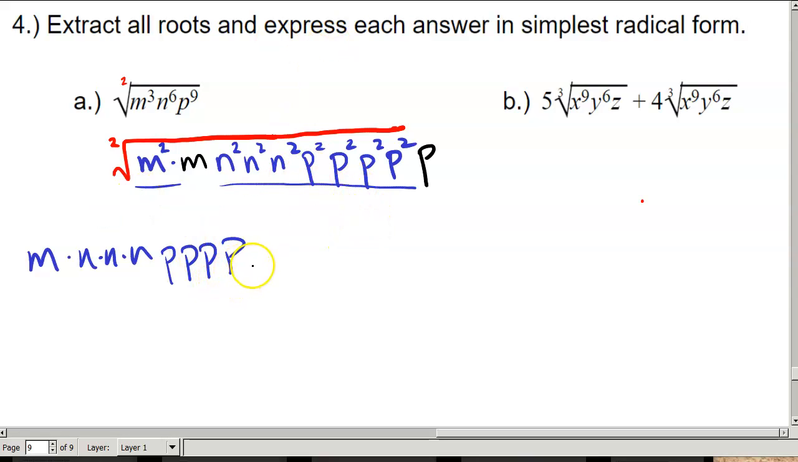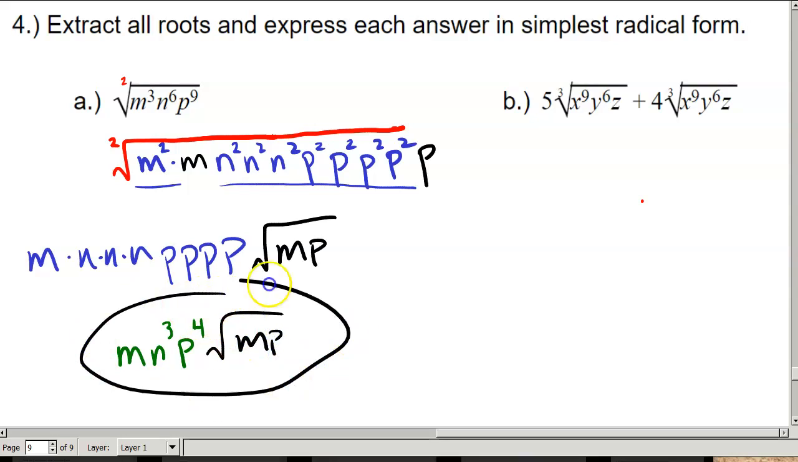What's left over inside the square root is what we haven't touched yet, which is m and p. So that'll be an m and a p. If we make this simpler, we're going to have m n cubed p to the 4th times the square root of mp.